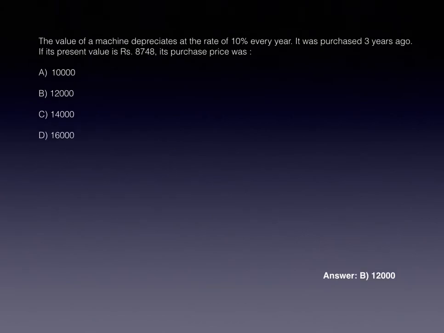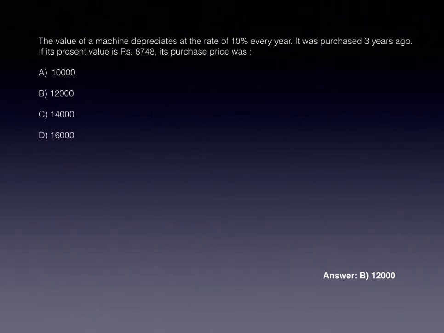Now, the fifth question. The value of a machine depreciates at the rate of 10% every year. It was purchased 3 years ago. If its present value is 8748, its purchase price was option A 10,000, option B 12,000, option C 14,000, option D 16,000.